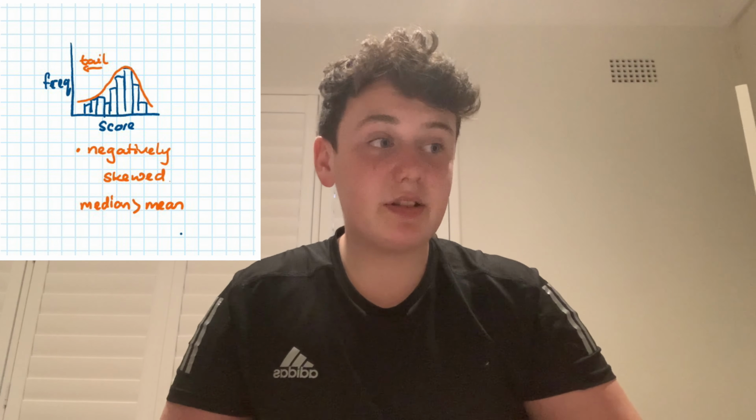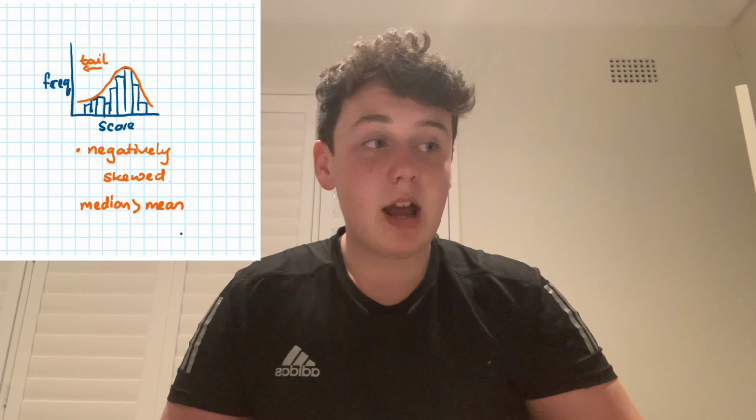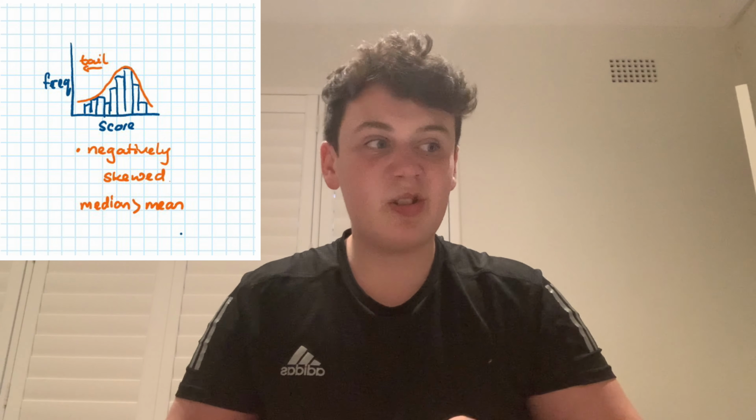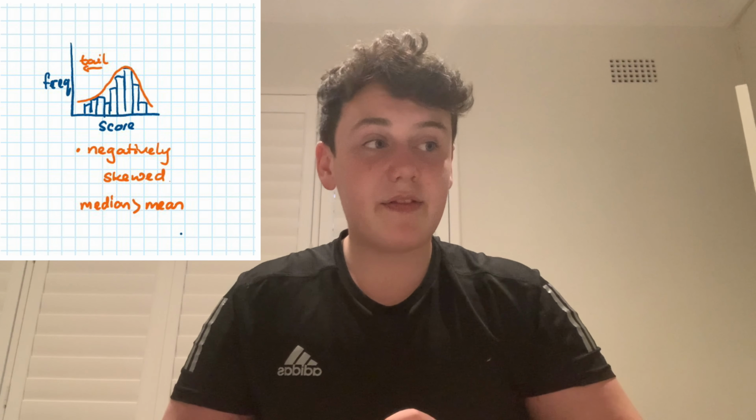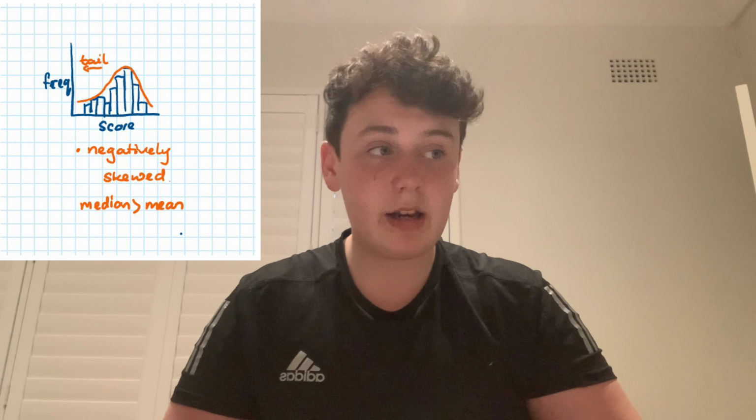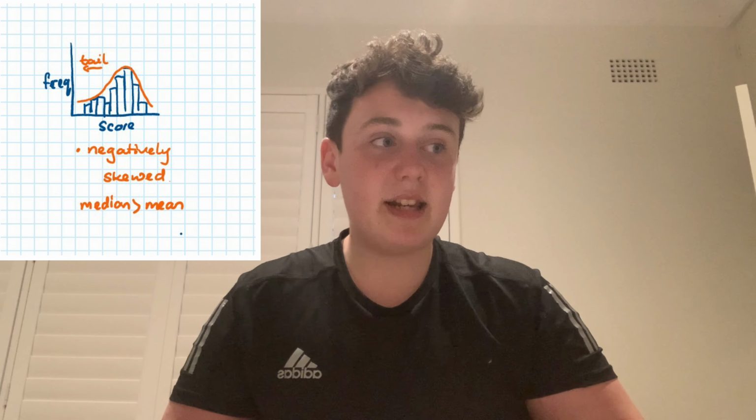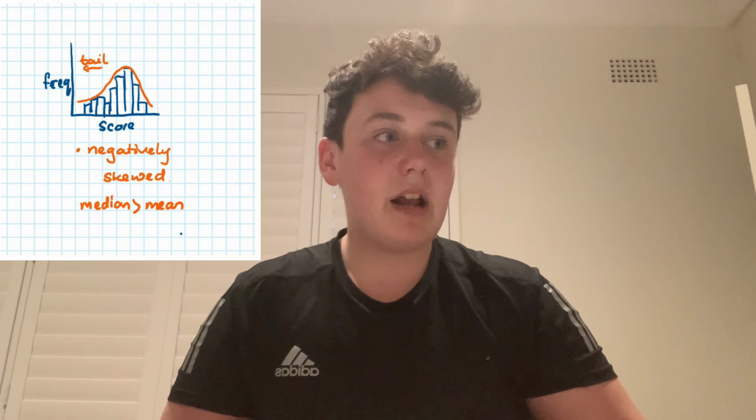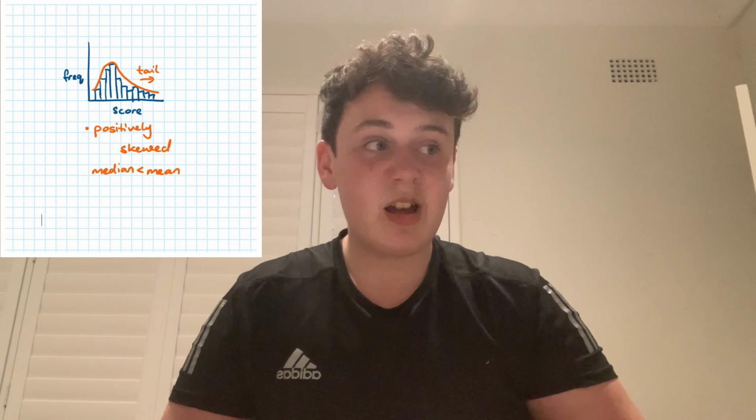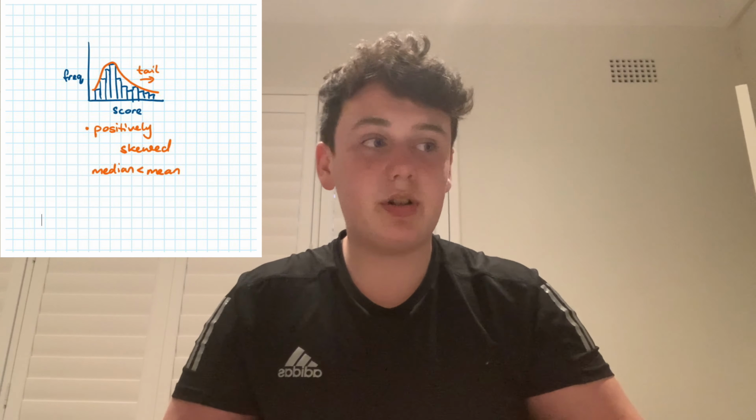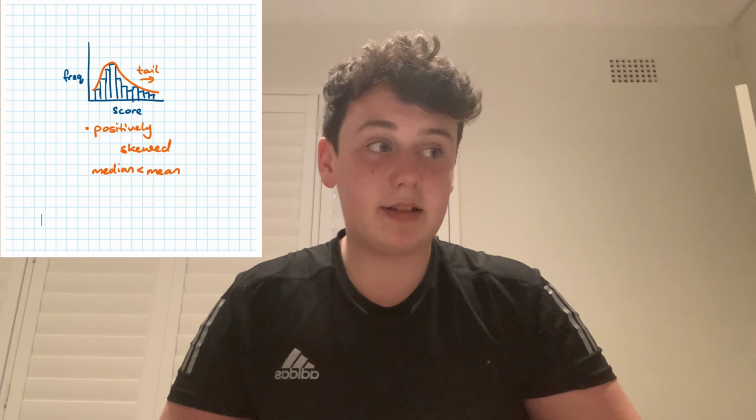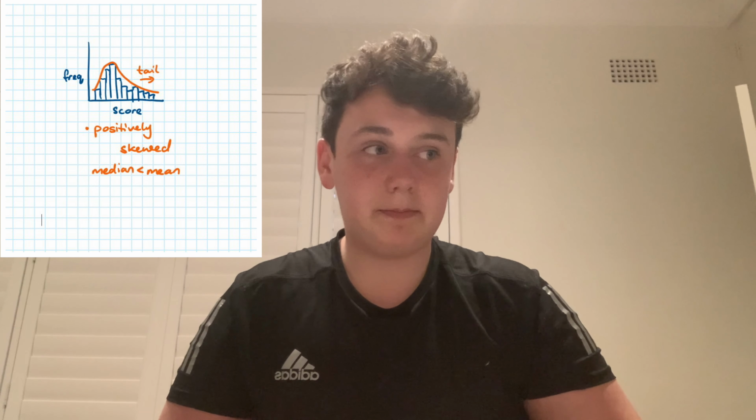Next, we've got negatively skewed data, and this means that it starts off low. It's got a tail going to the left, and then it peaks close to the end. And this generally means that the median is greater than the mean. And finally, there's positively skewed data, which is just the opposite of negatively skewed. It starts high and then the tail comes out at the end. And this means that the median is smaller than the mean.